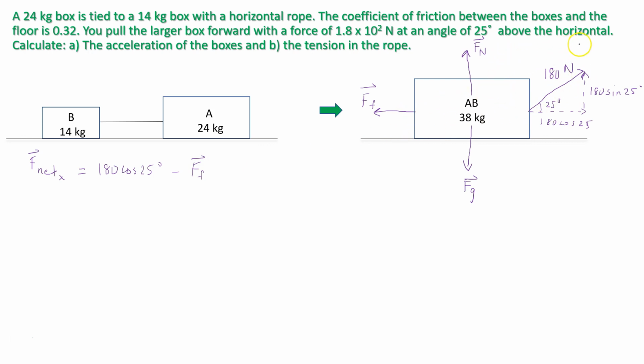Now I'm assuming that the box is going to end up moving to the right, since the question is asking for the acceleration of the boxes and the applied force is applied to the right side of the box. So the right side in this case is going to be the positive direction. So values to the right are going to end up being positive. So if I create a sign convention, the sign convention would look like this. So to the right and up would be positive.